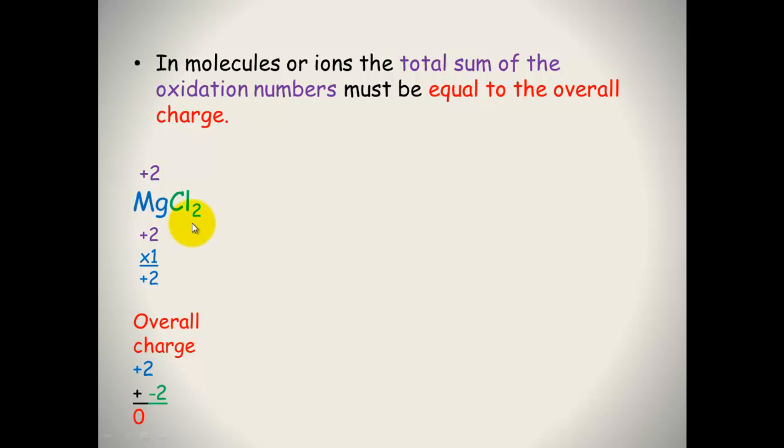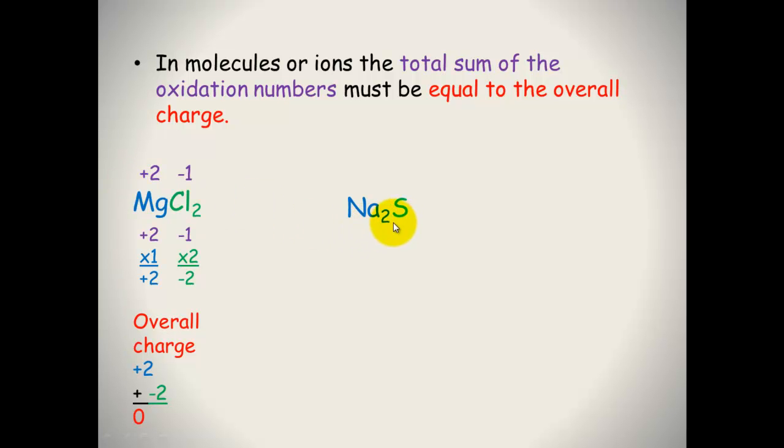But remember that there's 2 chloride ions. So each of those chloride ions has to contribute -1, because -1 times 2 equals -2. So chloride has an oxidation number of -1. -1 times 2 is -2, +2 for the magnesium, so +2 minus 2 equals 0, which is the overall charge of this compound. Okay, second example.